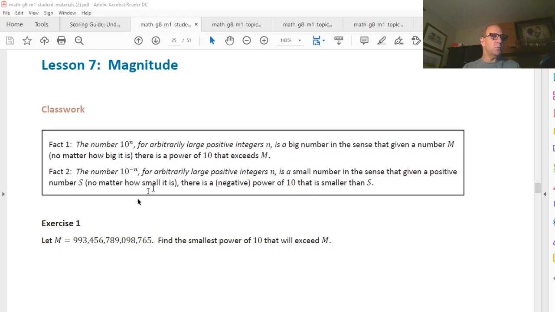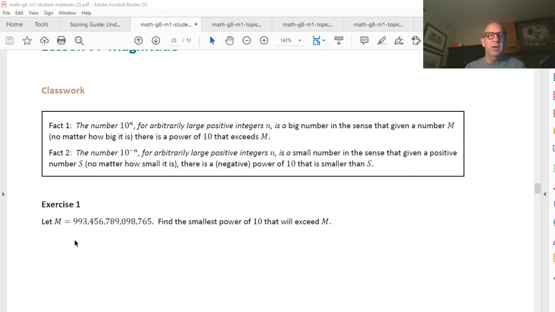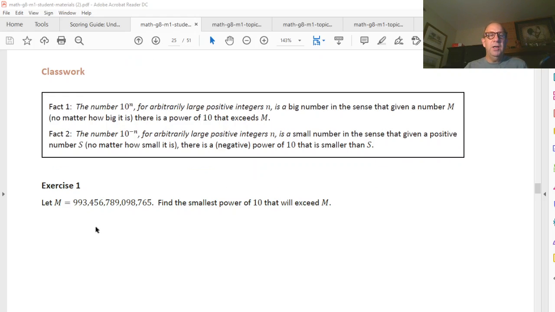Right? So let's start with this big number right here. We have 9, let's see, that would be hundreds, thousands, millions, billions, trillions. 993,456,789,098,765. What is a power of 10 that would exceed that huge number, that number in the hundreds of trillions, right?